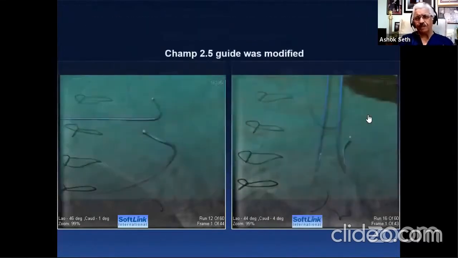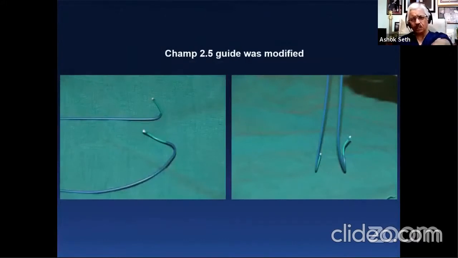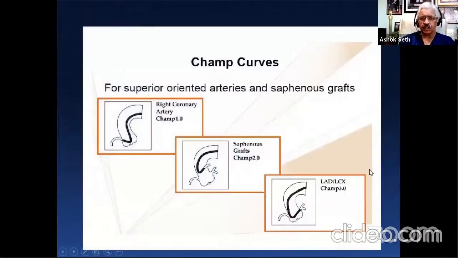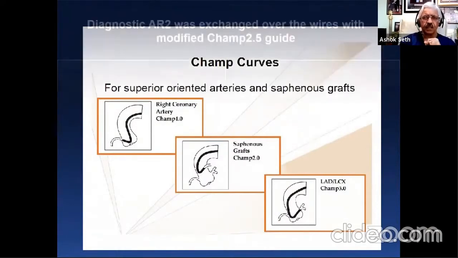I then took a champ tube, because that was getting as close as possible. I modified the champ tube to give this right angle curve and a bigger curve. This is the original champ. This is the modified champ, and you can see that my curve is bigger. It points anteriorly. And this is the champ curve. It is a curve that I have in my lab for saphenous vein grafts, and also for really high uptakes of many of these anomalous coronary arteries.